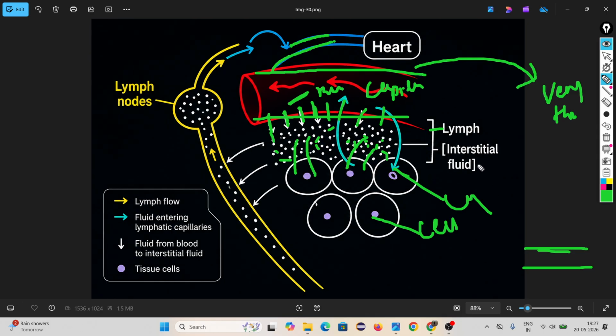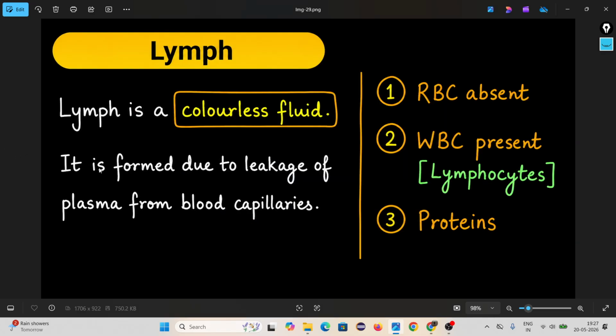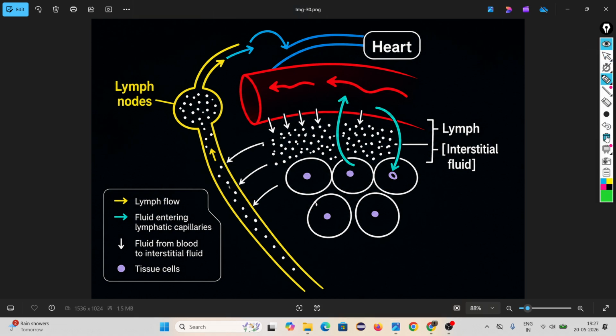Lymph is called interstitial fluid because it develops inside the tissue, outside the blood capillaries. Look, read once: it is formed due to leakage of plasma from blood capillaries. From blood capillaries, plasma is leaking, and that forms lymph. That lymph should pass inside the lymph vessels. Lymph vessels means the vessels, the pipes, that carry lymph.